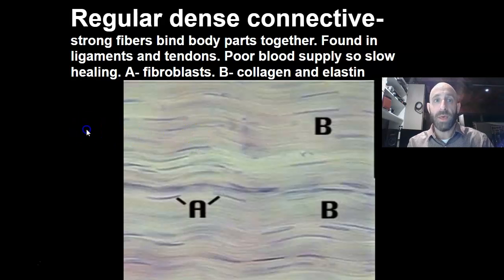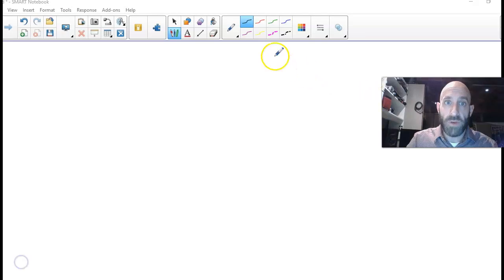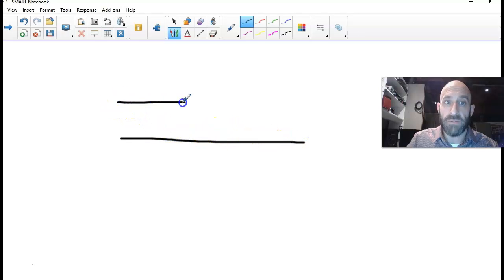We're going to do two more. The next one is irregular dense. Irregular dense is going to be just like regular dense, but instead of the fibers all running the same direction, they run all over the place. They run in all kinds of directions, and this is called irregular dense because it's disorganized. And the reason why it's disorganized is this is found in the dermis of your skin. So if I were to draw your skin, it would look something like this, where you have a layer, right? And then you have your stratified squamous, which we talked about, right? So we have our stratified squamous up here, and that is epithelial tissue.